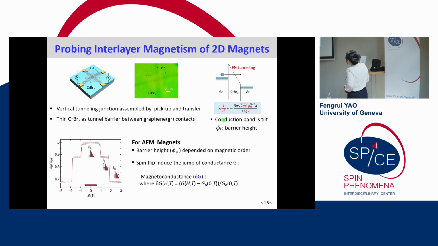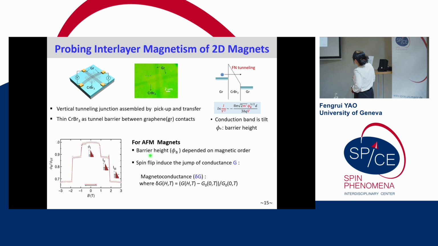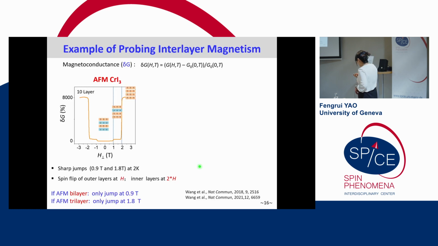Since the barrier height is strongly dependent on its magnetic order, the spin flip of these materials can induce a jump in conductance. That's why we use magnetic conductance to reflect its spin flip, especially for antiferromagnets. One work of our group is about antiferromagnetic chrome iodide, by measuring the magnetic conductance as a function of magnetic field.